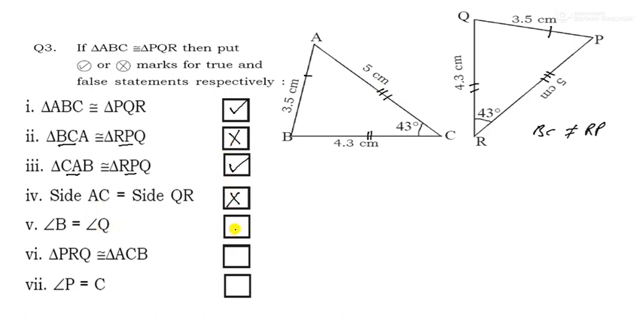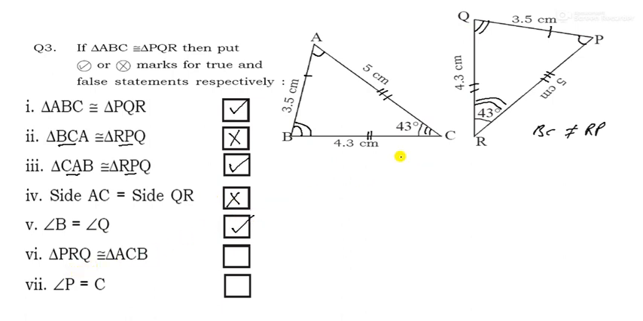Angle B is equal to angle Q. It is checked. First of all, in ABC, angle A is equal to angle P. Angle B is equal to angle Q. You can put a double line. And angle R is equal to this angle. Yes, you can see here angle B is equal to angle Q. Double line. Both are equal. So you can say tick.